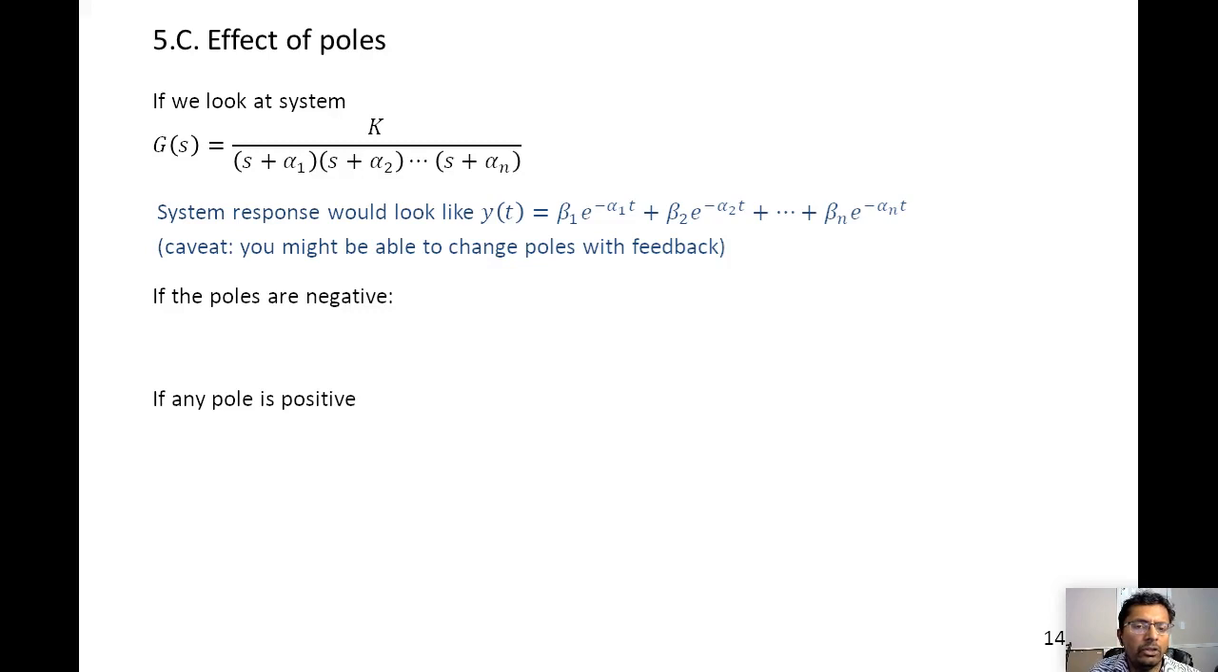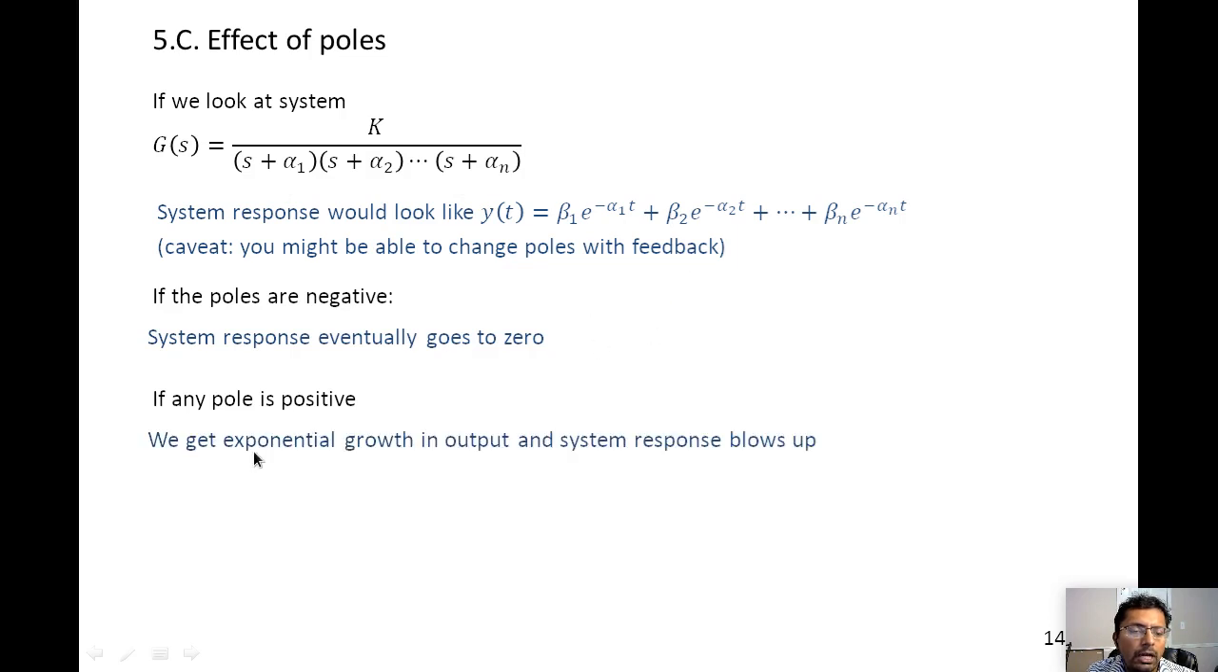Just a quick caveat, you could potentially change the locations of the poles with feedback, but for now, we're going to ignore the effect of the feedback and see what actually happens. Now, if all the poles are negative, the system response eventually goes to 0. If any one of these is positive, the system response blows up. So you can say if all the poles are negative, the system is stable. If one of them is positive, the system response goes to infinity, or the system blows up. So the positiveness of the pole indicates system instability.